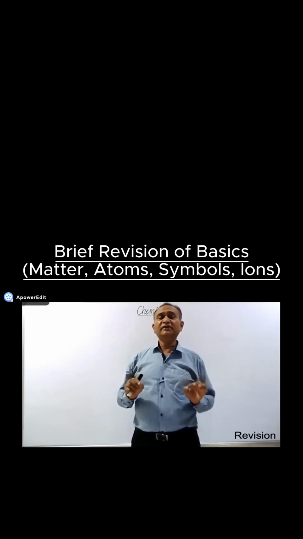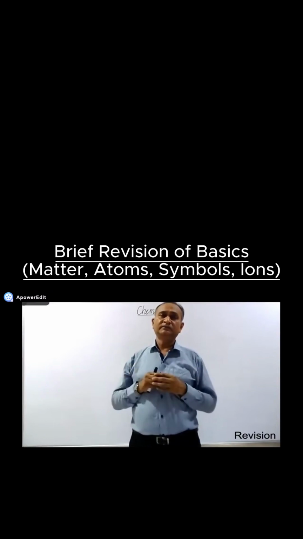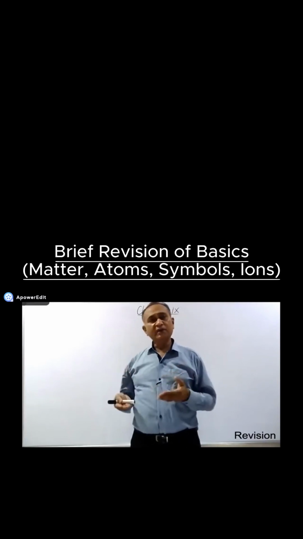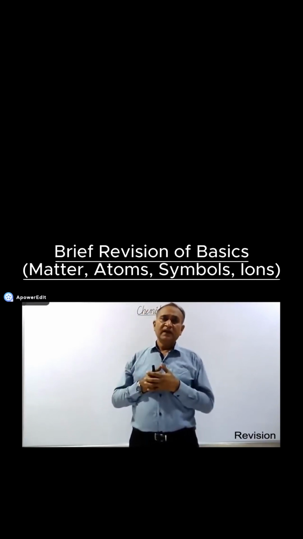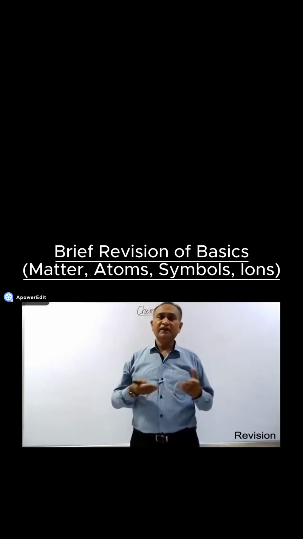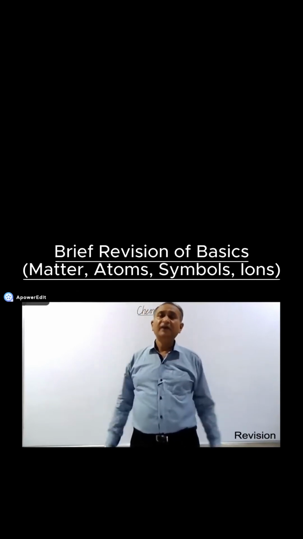So the number of protons is called atomic number. Number of protons is called atomic number. An atom of carbon has 6 protons. So what is the atomic number of carbon? 6. An atom of sodium has 11 protons. So what is the atomic number of sodium? 11. One thing over.